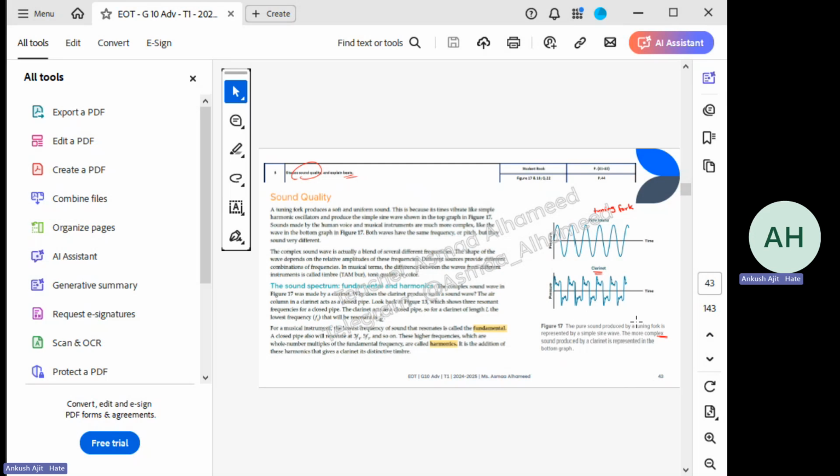A pure sound produced by the tuning fork is represented by a simple sine wave. The more complex sound produced by the clarinet is represented by the bottom graph. So sound quality is basically the timbre. Many a time I've told you, right? Even if you have the same amplitude and the same frequency, the sound coming from the guitar and the sound coming from the drums are different. It is different because of the timbre. So remember that. Timbre tells you about the sound quality.